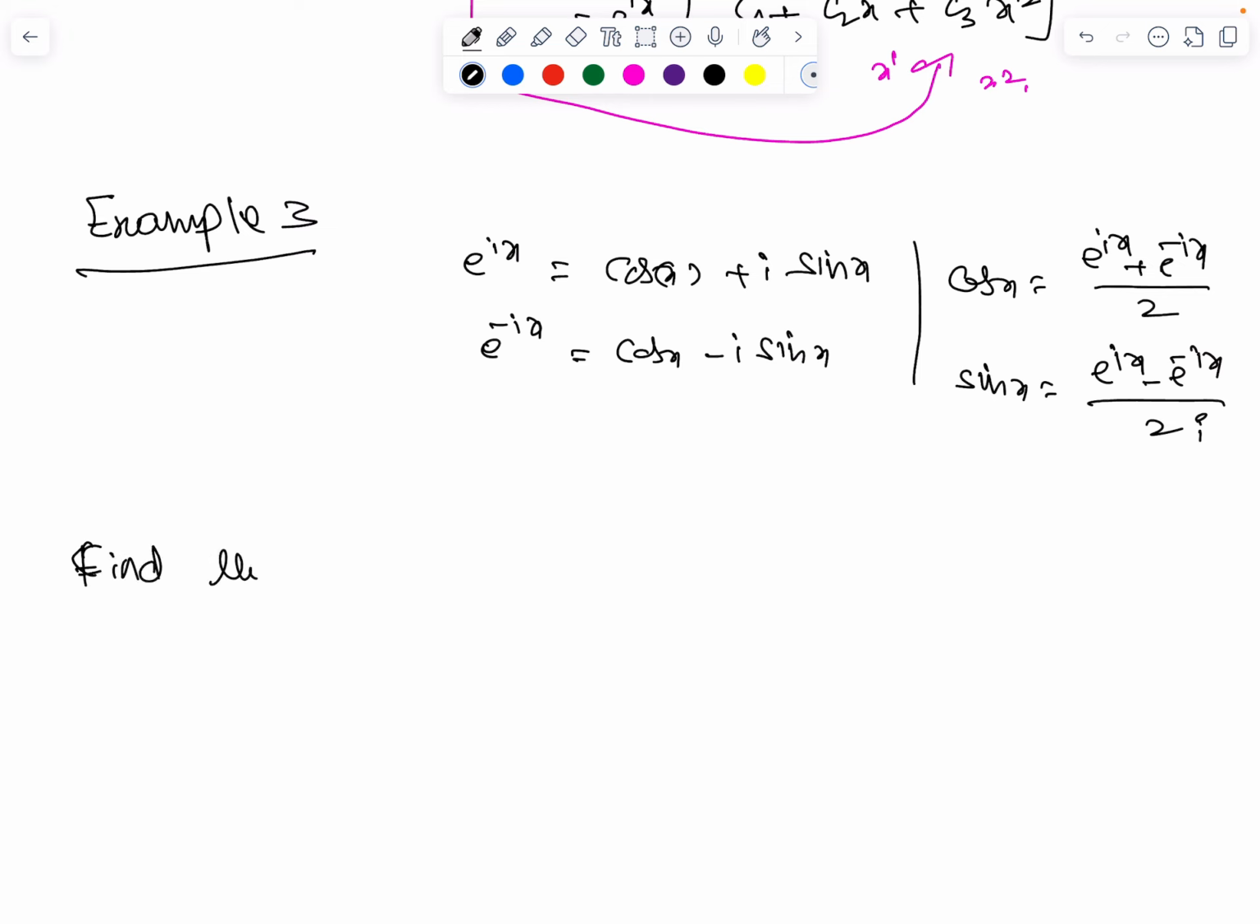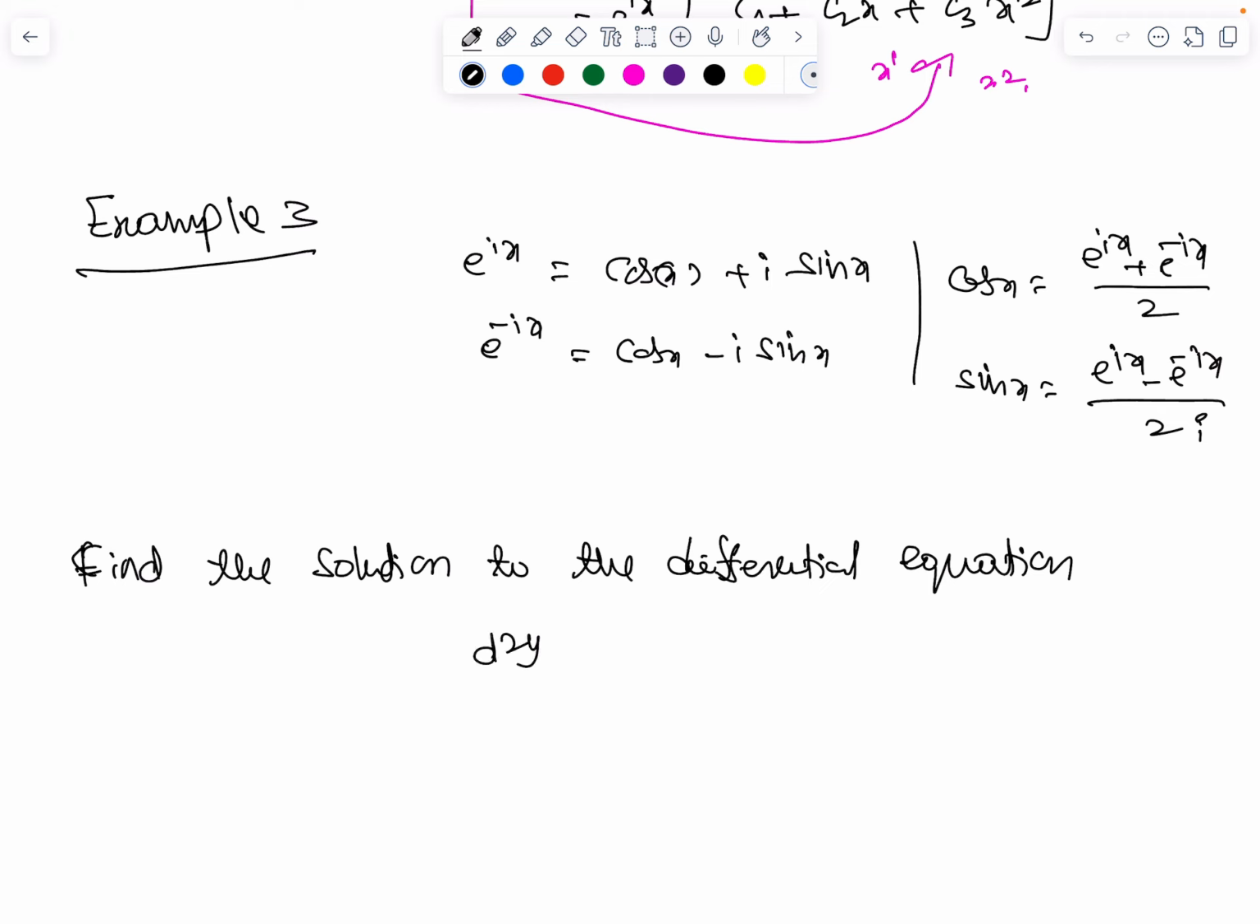Find the solution to the differential equation d square y by dx square minus 6y prime plus 13y is equal to 0.